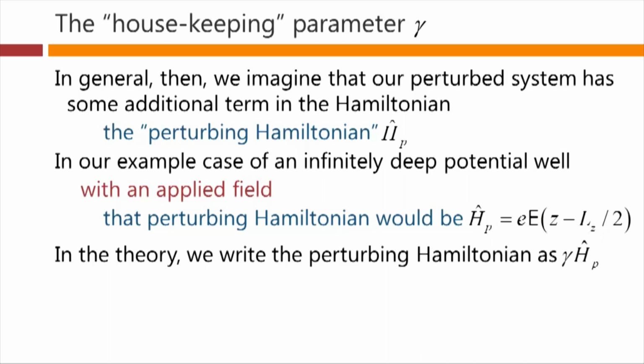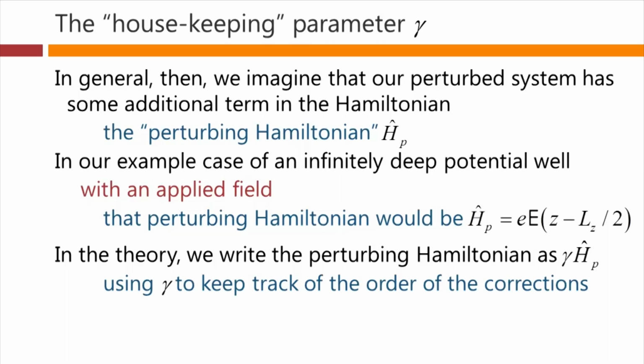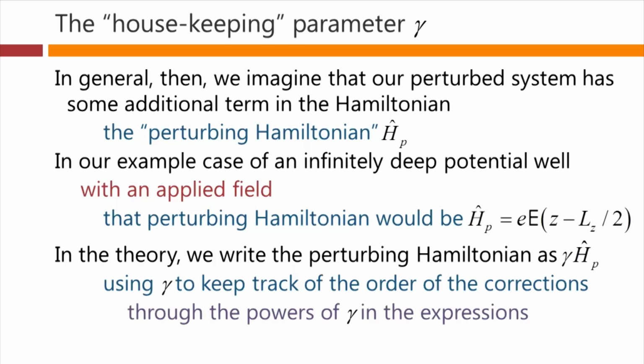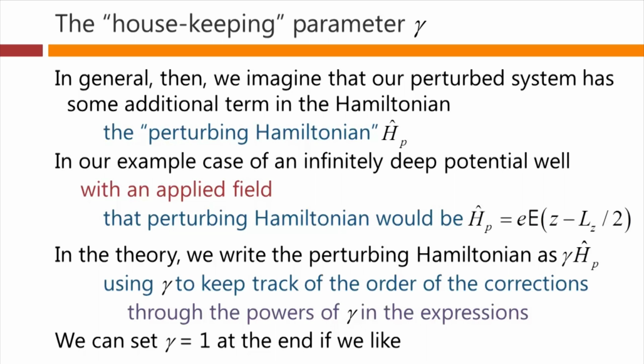And in this theory, we write the perturbing Hamiltonian as gamma times the actual perturbation we're finally going to be putting on here. That's the notion, anyway, mathematically. And we use gamma to keep track of the order of the corrections that we're talking about. And we do that by tracking the different powers of gamma in the various expressions we come up with. And of course, once we've done that, conceptually at least, we can set gamma equal to 1 at the end of all of this if we like to.